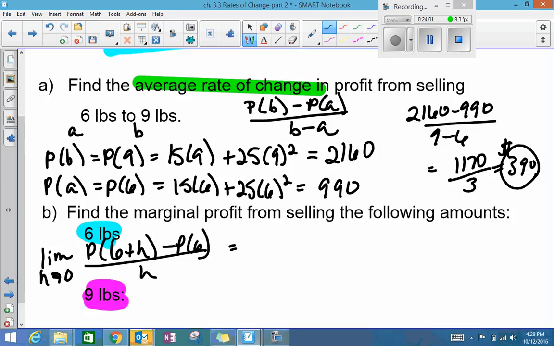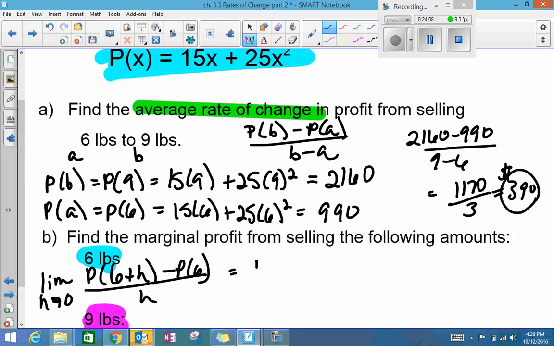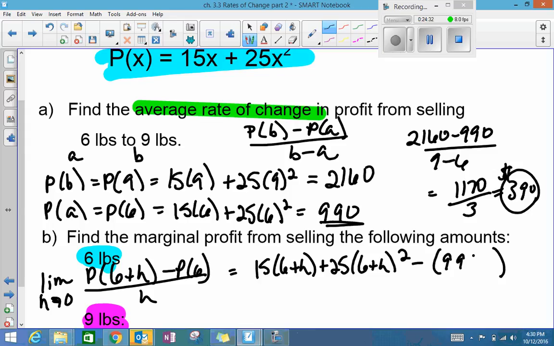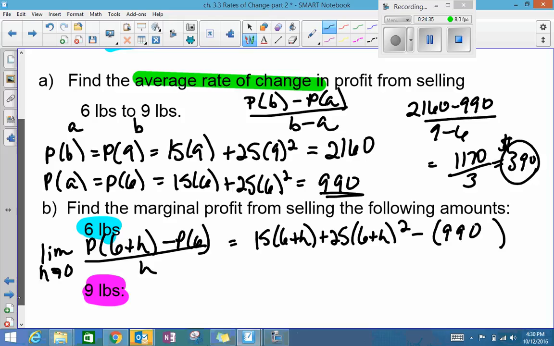So P of 6 plus h is going to be, hang on a second, let me look at my formula again. It's going to be 15 times (6 plus h) plus 25 times (6 plus h) squared, minus P of 6. And actually we know we have P of 6 up here because we just found it. P of 6 is 990. So I'm going to go ahead and, again, do a little shortcut, bring that out.